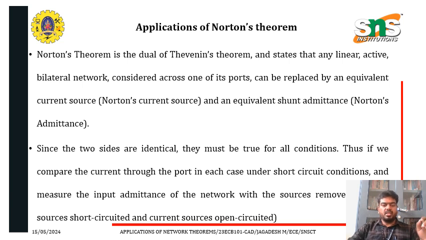Next is the Norton theorem. The Norton theorem is the dual of the Thevenin theorem. It states that any linear active bilateral network considered across one of its ports can be replaced by an equivalent current source, the Norton current source, and an equivalent shunt admittance, the Norton admittance. Since the two sides are identical, they must be true for all conditions. We compare the current through the port in each case under short circuit conditions, and measure the input impedance of the network with the source removed, voltage source short circuited and current source open circuited.